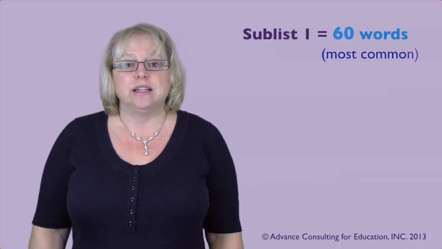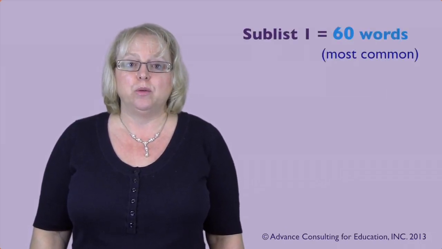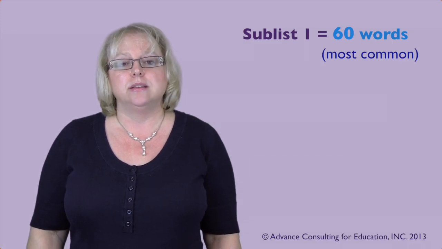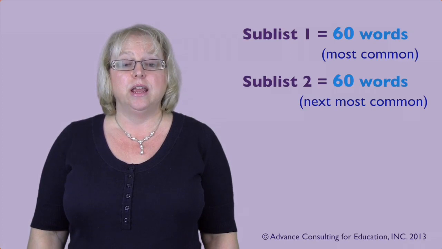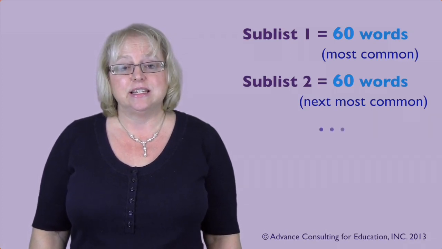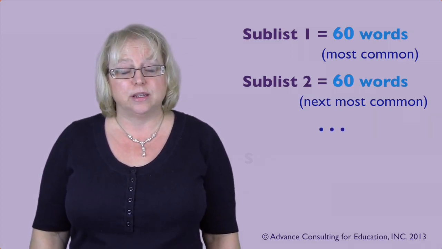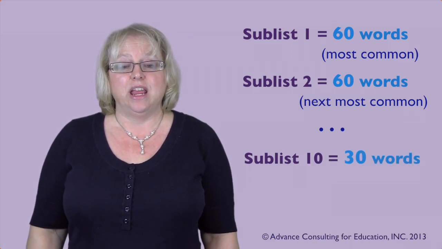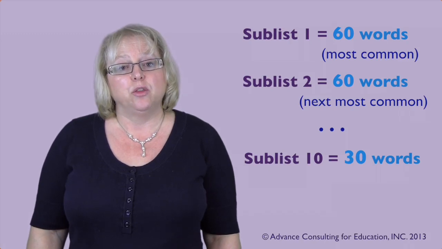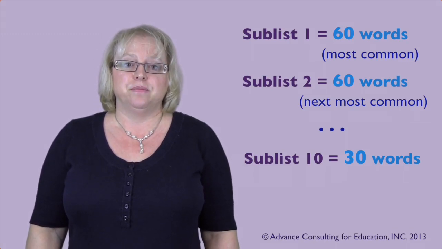The headwords are then ranked in order of frequency. And finally, the entire list of 570 headwords is divided into sublists. Sublist 1 contains 60 of the most common words used in the AWL. Sublist 2 contains the next most commonly used words, and so on. Each sublist contains 60 word families, except for sublist 10, which only contains 30. For a complete list of the AWL words, please look at the website on your handout.